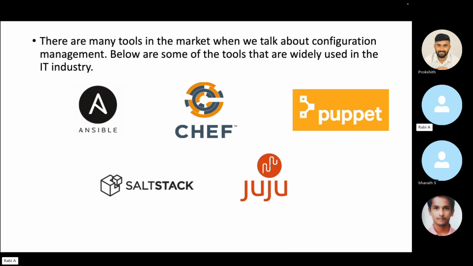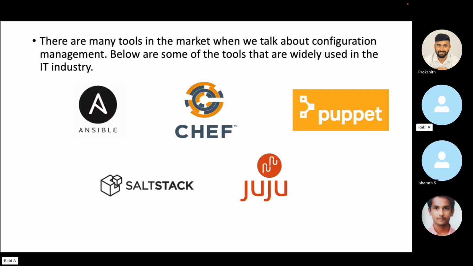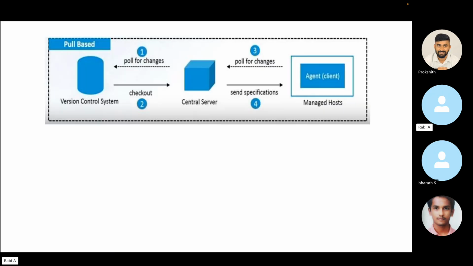When we talk about configuration management, majorly we have two types: push based and pull based. What's the difference between them? Let's talk about that. Under pull based, let's say we have our script in the version control tool. You'll have your central server, which will pull the script from your version control system, and then your remote machines will have to pull the script and execute it on the remote machines.